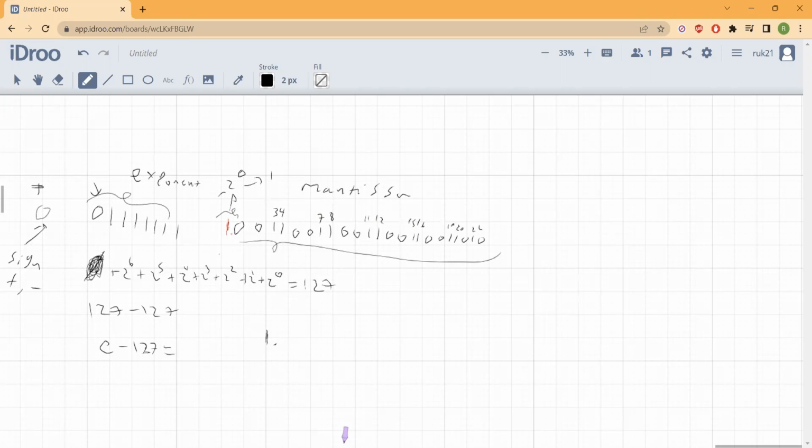So 2 to the power of -7 plus 2 to the power of -8 plus 2 to the power of -11 plus 2 to the power of -12 plus 2 to the power of -15 plus 2 to the power of -16 plus 2 to the power of -19 plus 2 to the power of -20 plus 2 to the power of -22.